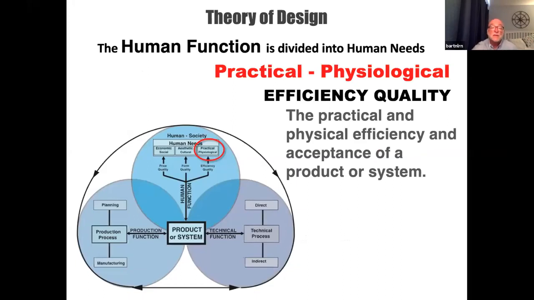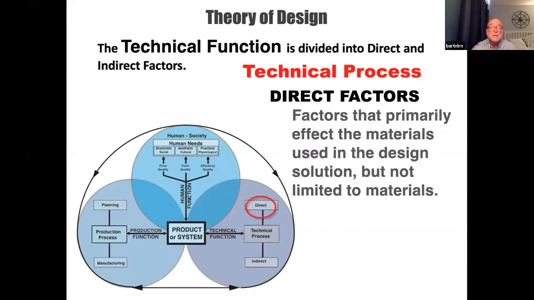The last one here is the practical physiological. This is the one dealing with the human needs here: efficiency, quality, the practical and physical efficiency and acceptance of a product or system. So how does this thing work? Does this product work? Those are the three basic human function needs: the economic and social, the aesthetic and cultural, and the practical physiological.